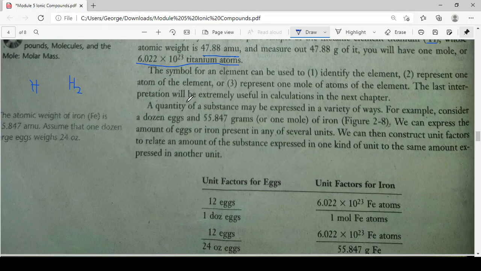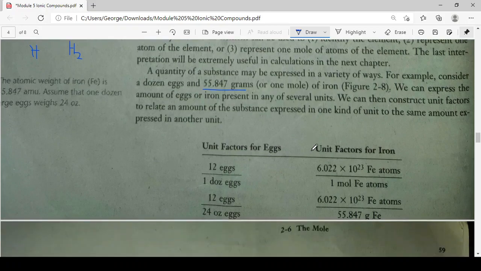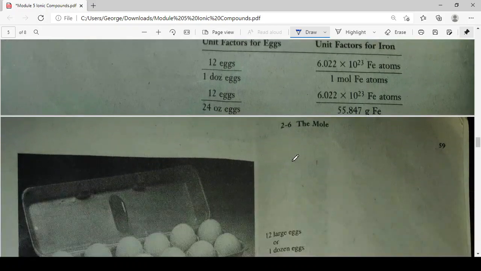But watch out, this is a common source of confusion. The quantity of a substance may be expressed in a variety of ways. For example, consider a dozen eggs, or 55.847 grams, or 1 mole of iron. Again, this is its atomic weight and is also equivalent to 1 mole of iron. We can express the amount of eggs or iron present in any of several units. So we can then construct a unit factor to relate an amount of the substance expressed in one kind of unit to the same amount expressed in another unit.